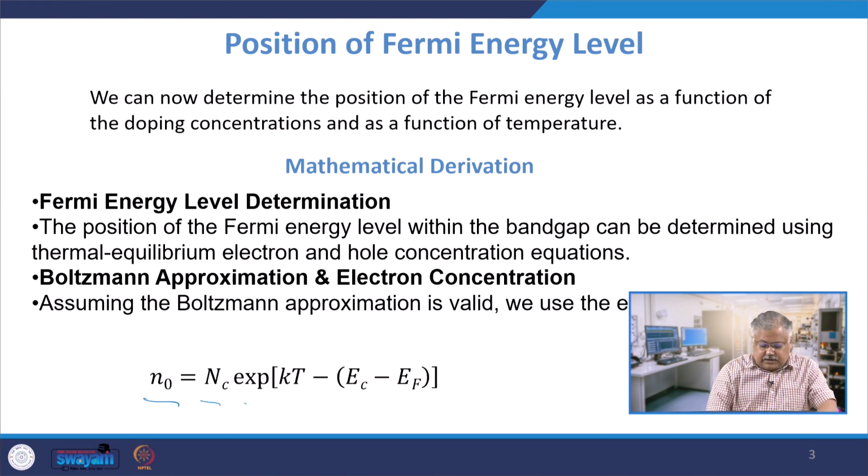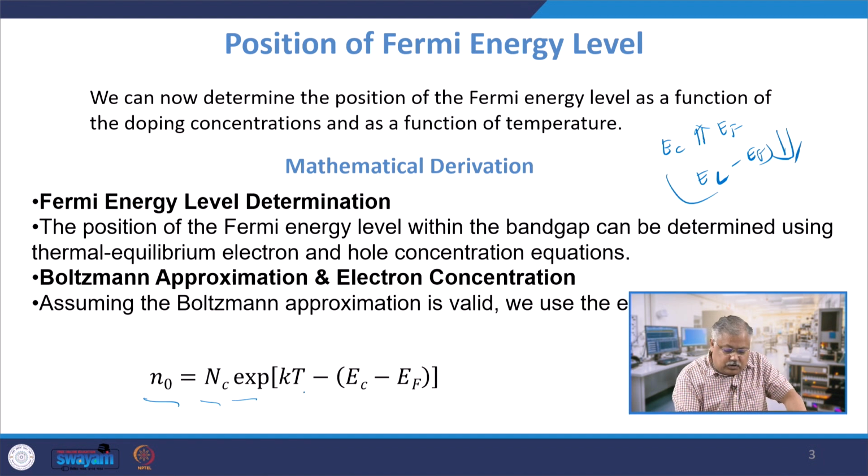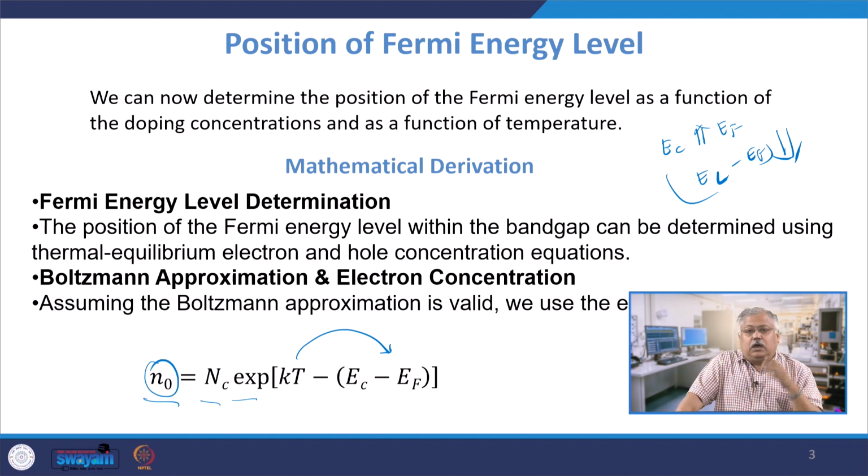N naught equals Nc exponential of minus (Ec minus Ef) over kT, where Nc is the conduction band density of states. Ec minus Ef is basically the difference between the conduction band edge and the Fermi level. Let me give an example. If my Ec is very close to the Fermi level, then Ec minus Ef will be a very small quantity, and therefore the exponential will be a large quantity, and N naught will be larger. Closer to the conduction band edge, higher will be the number of charge carriers.